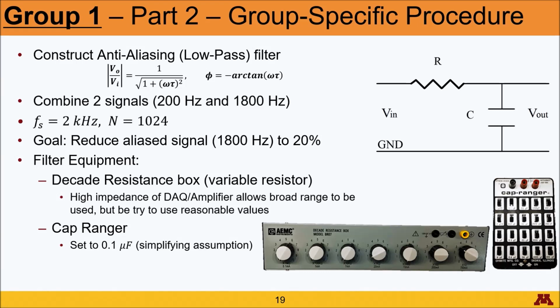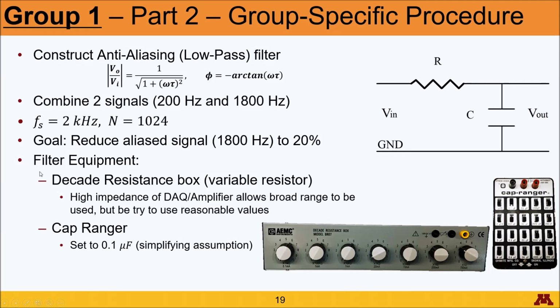So it's very crucial that you align these frequencies so that when you check the control condition, those 2 peaks overlap perfectly before you move on to testing your filter. And so your goal will be to reduce this aliased 1800 hertz signal down to 20% of its original voltage.